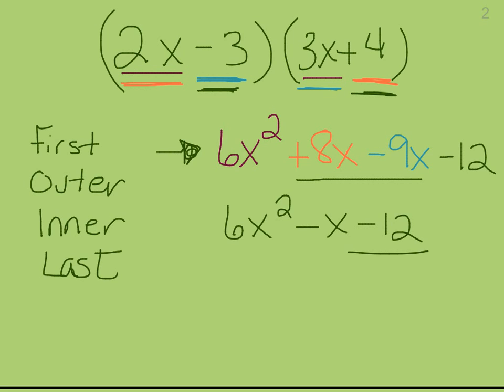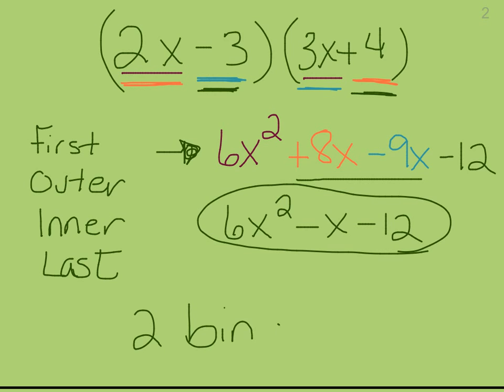You must write it with all like terms combined. So that's how you do FOIL, and remember you can only do FOIL when you're multiplying two binomials. If you have a trinomial, you cannot use FOIL because you wouldn't have those 4 terms: first, outer, inner, last. You'd be missing a term somewhere. So this works really well for two binomials.